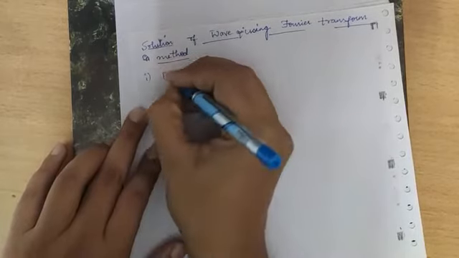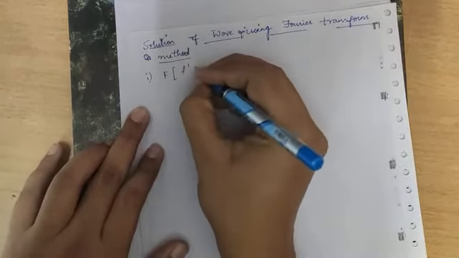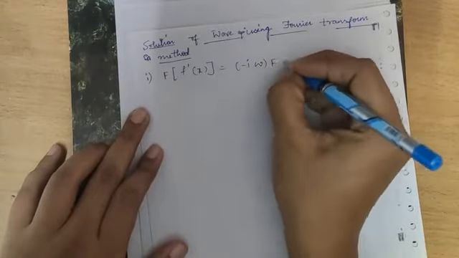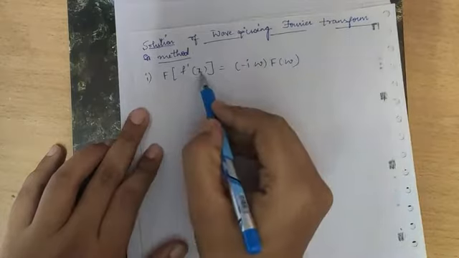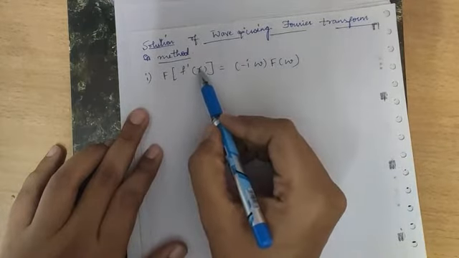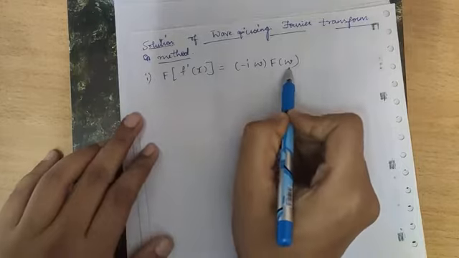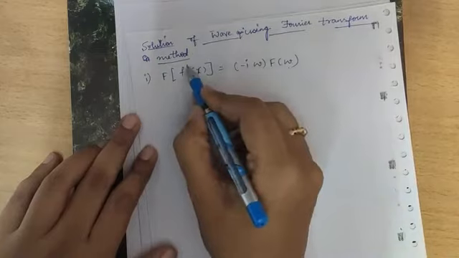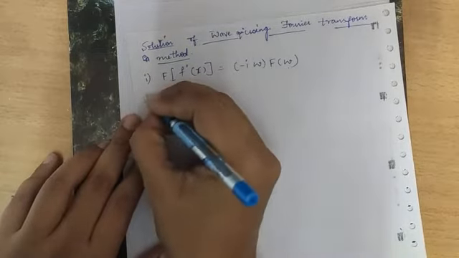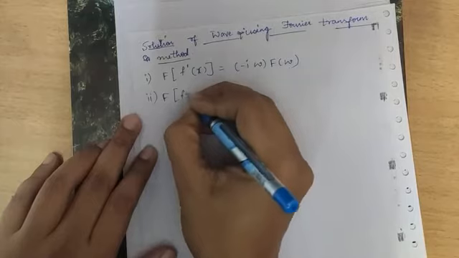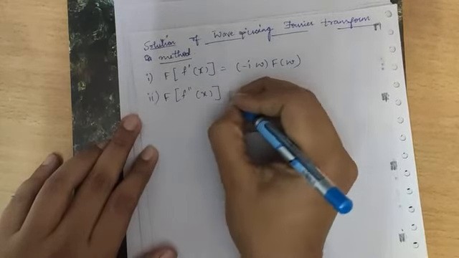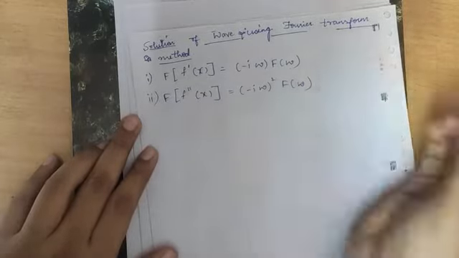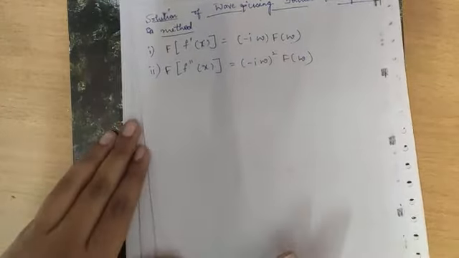First one is F dash of x is equal to minus I omega F of omega. So here we are changing our plane from x to omega. Transformation is taking place from x to omega. This is in the case of first order differential equation. If the differential equation is second order, you will get minus I omega whole square into F of omega. This is general Fourier transformation.